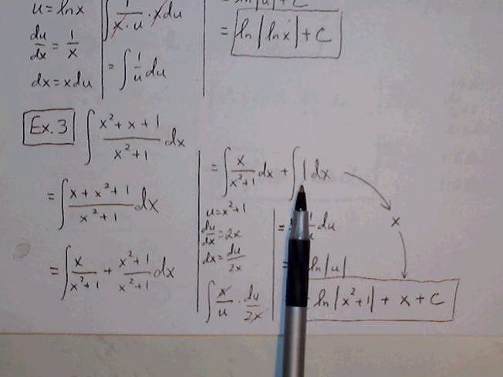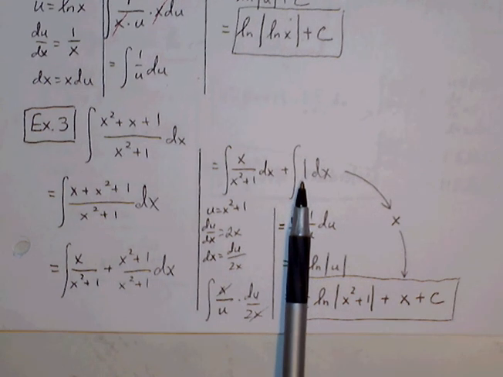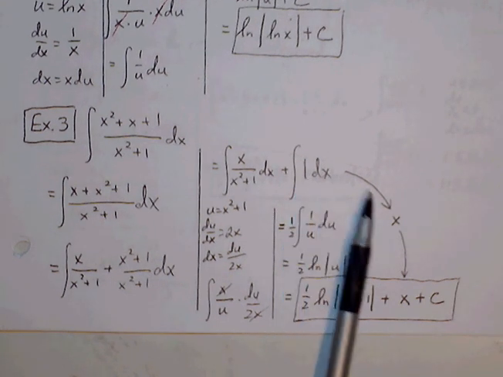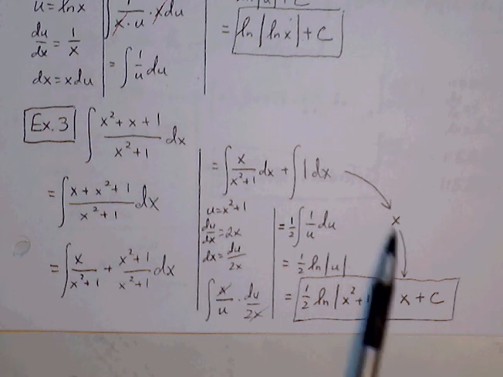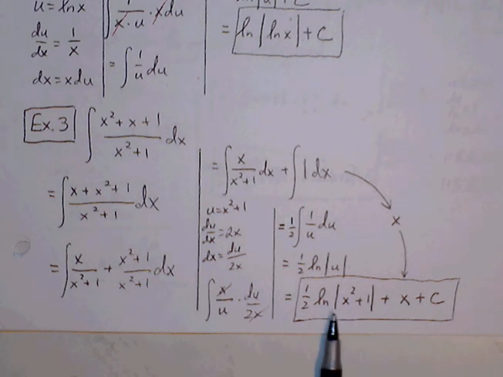I'm going to treat this integral of 1 as a separate problem. The integral of 1 is simply going to be just x using power rule. So if we combine this together, we have 1/2 natural log of absolute value of x squared plus 1 plus x plus c.